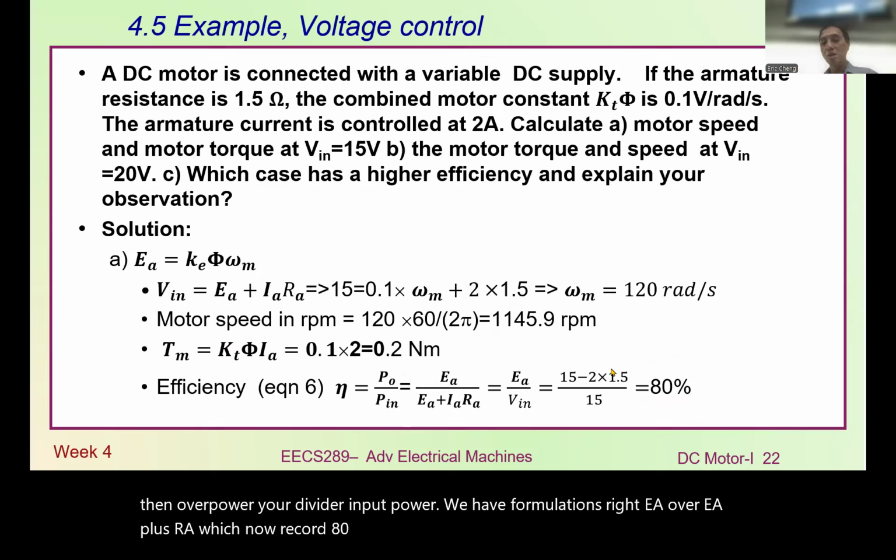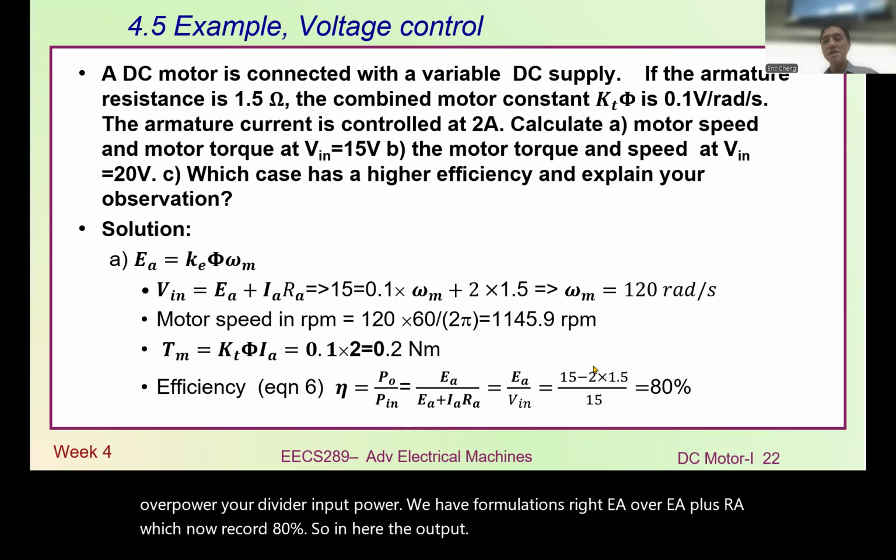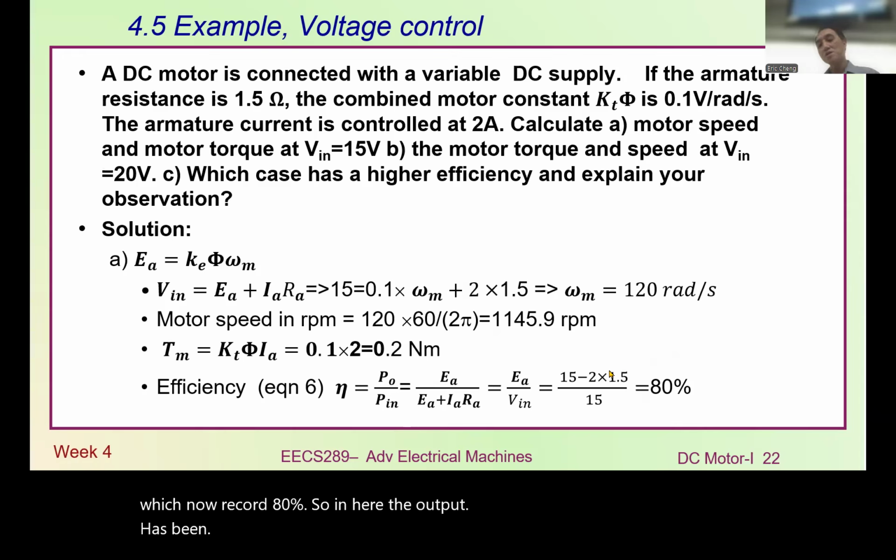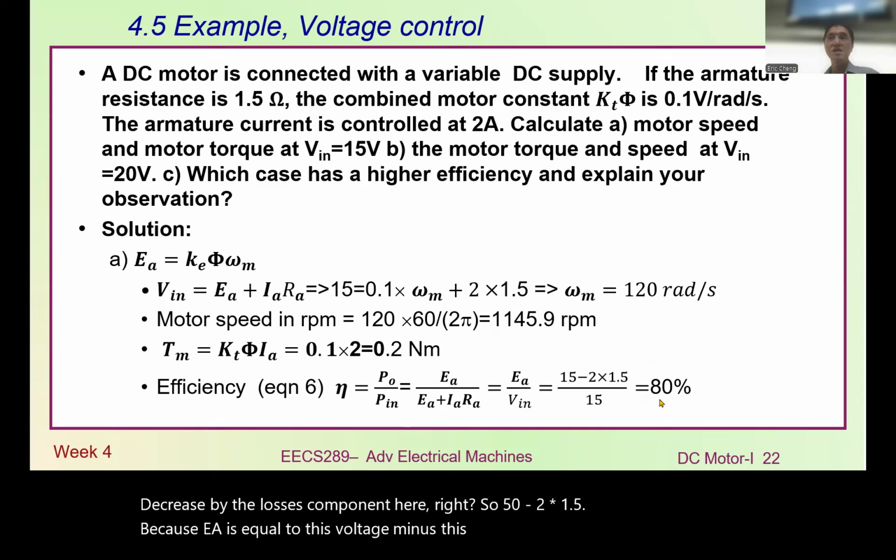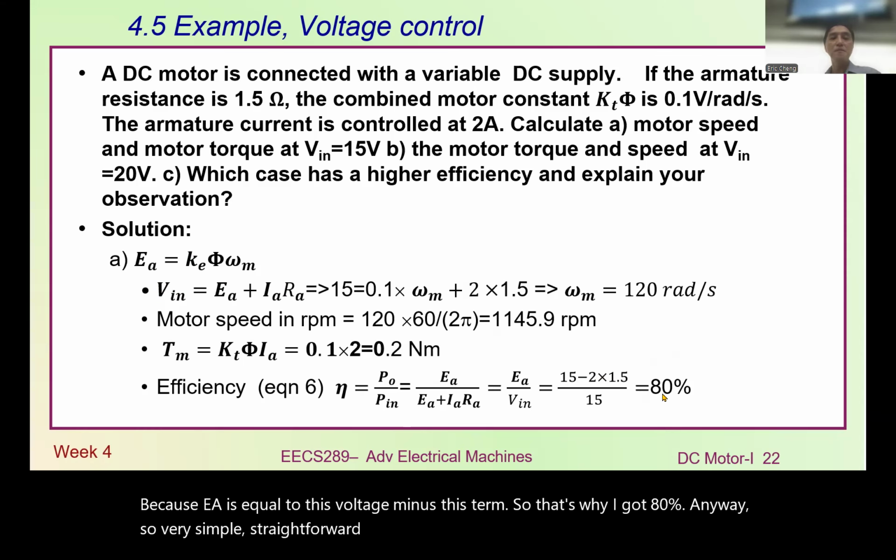So in here, the output has been decreased by the losses component in here, right? So 15 minus 2 times 1.5. Because EA is equal to this voltage minus this term, right? So that's why I got 80% anyway. So very simple, straightforward, only from voltage equation.